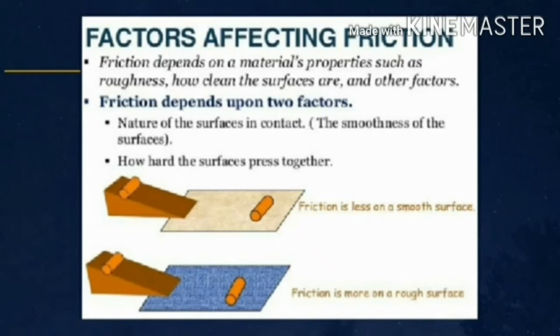Friction is caused by the interlocking of irregularities of the two surfaces when one object is placed over another object. If the two surfaces of the objects are pressed together harder by a greater force, then the friction will increase.